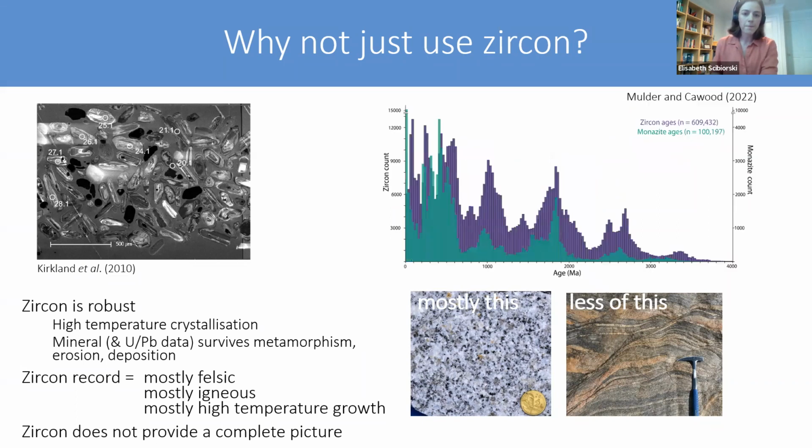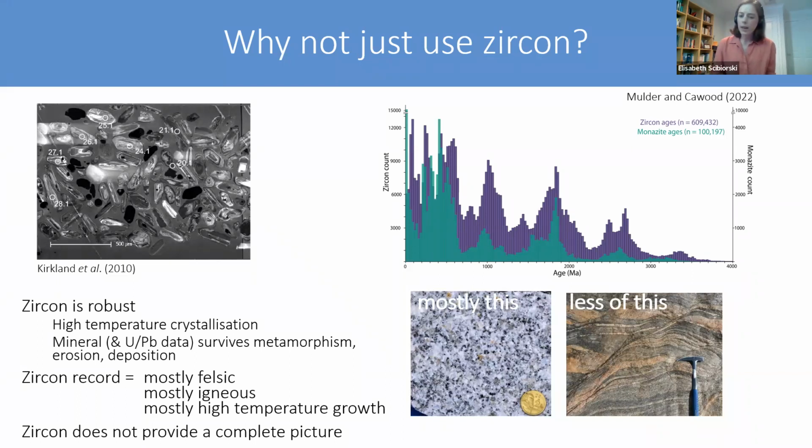So here's another version of the detrital zircon record in purple, and this is plotted together with the detrital monazite record in green. And you can see that while there are a lot of similarities between these, there are also some differences. And understanding those differences can tell us something about the geological processes at play.